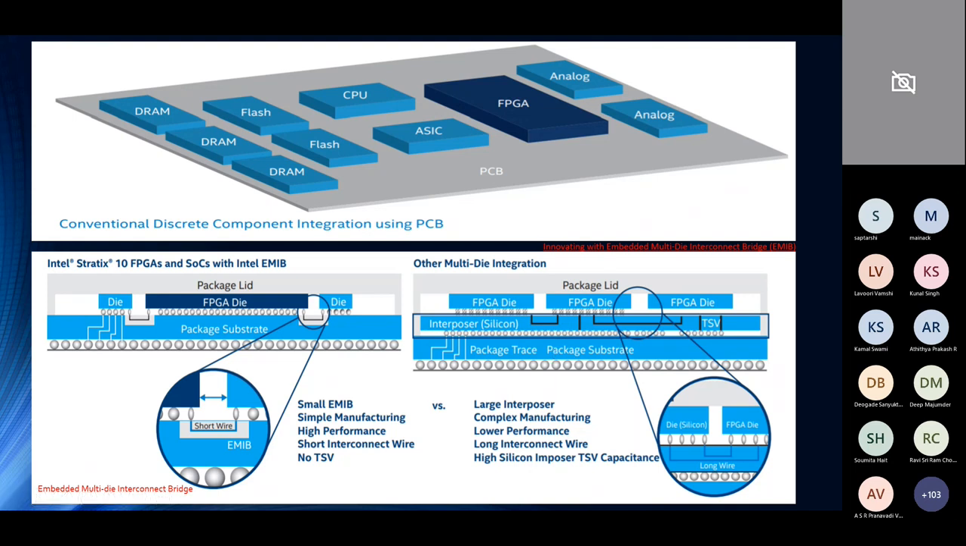There are issues in this. TSV is a very complex process. It has yield implications. The silicon interposer adds a bunch of area and cost because it's silicon. You add more material, it adds to your cost.